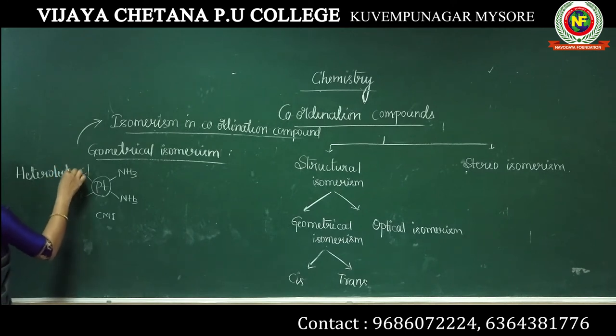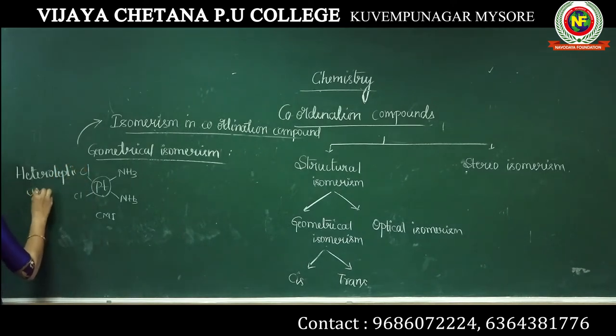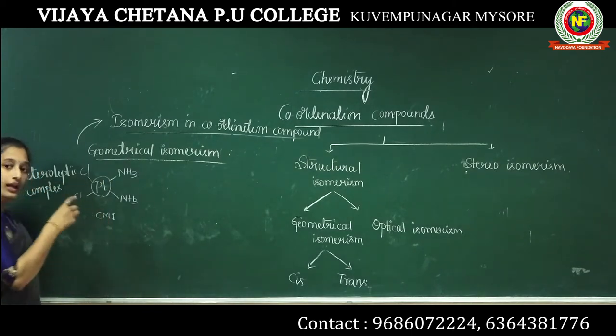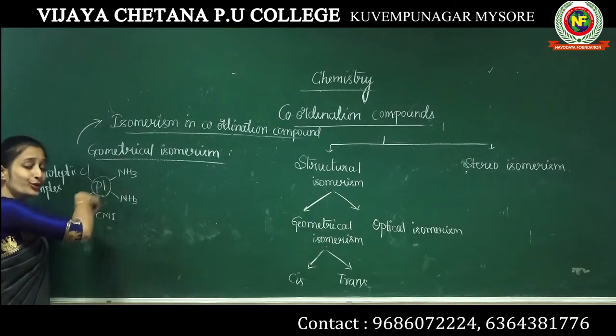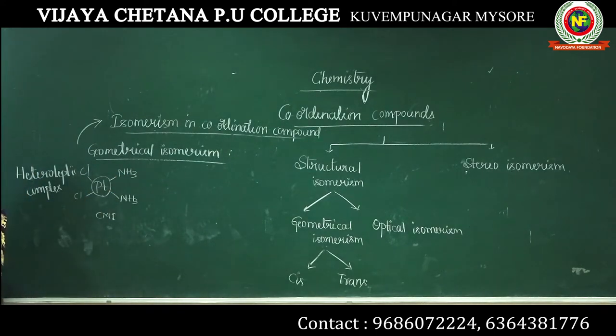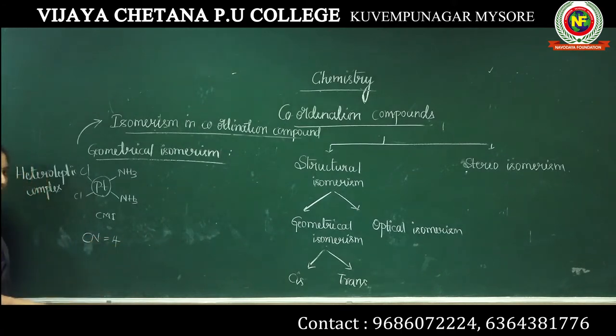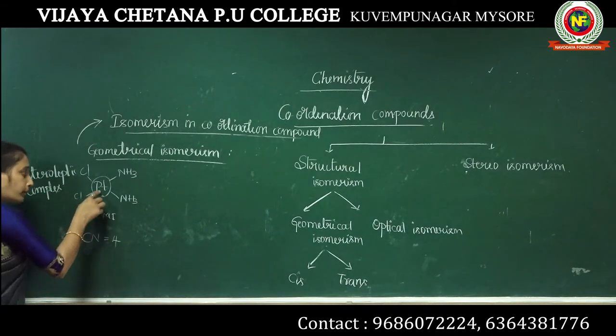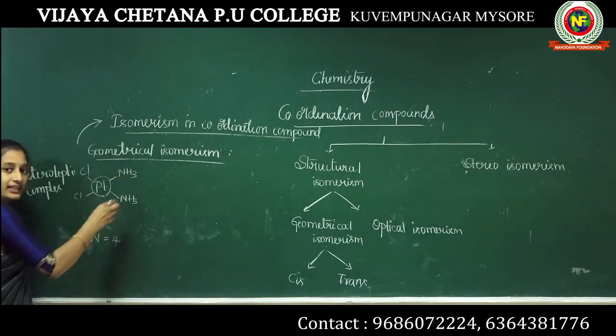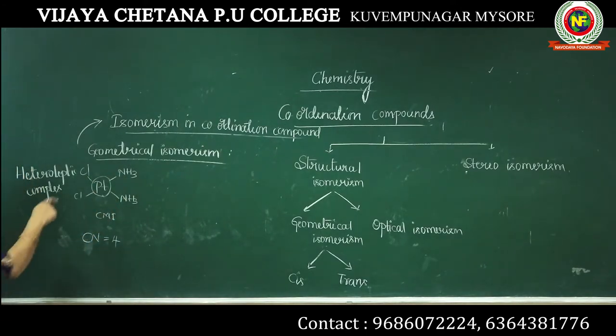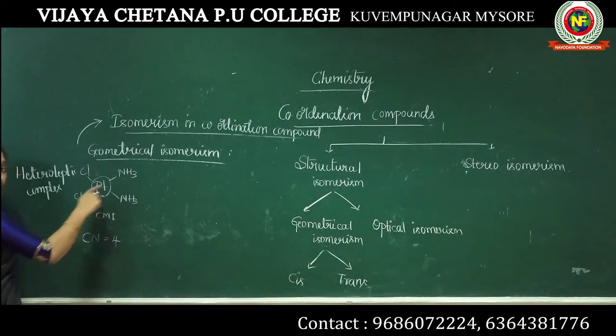This is a heteroleptic complex. One thing you just observe: two types of ligands are there. What is the coordination number? The coordination number is 4. What do you mean by coordination number? Around platinum, how many ligands are there? 4. See, 1, 2, 3, 4.